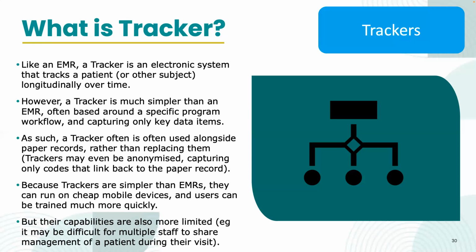For example, they don't cover the whole patient record. They might just focus on one key workflow. For example, HIV, malaria, the examples I've given, might be a PMTCT tracker. They'll focus on one particular program. And because they depend on the internet to share data, they're not very good at sharing data. If you've got two staff in a facility using a tracker, it's often quite difficult for them to share data with each other, unlike an EMR.